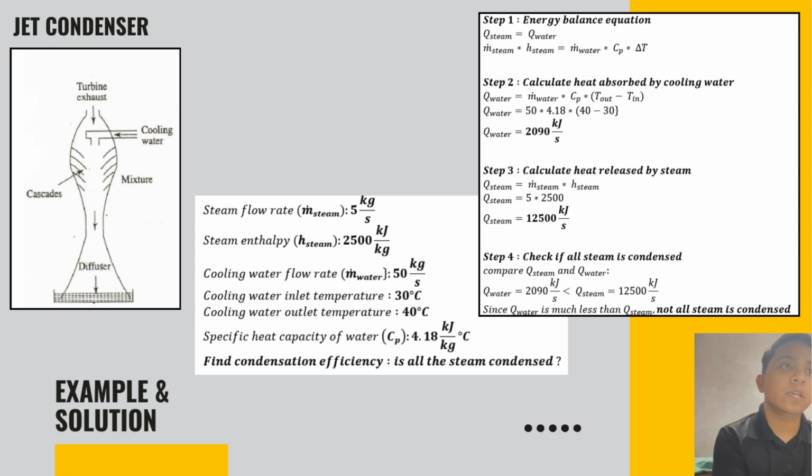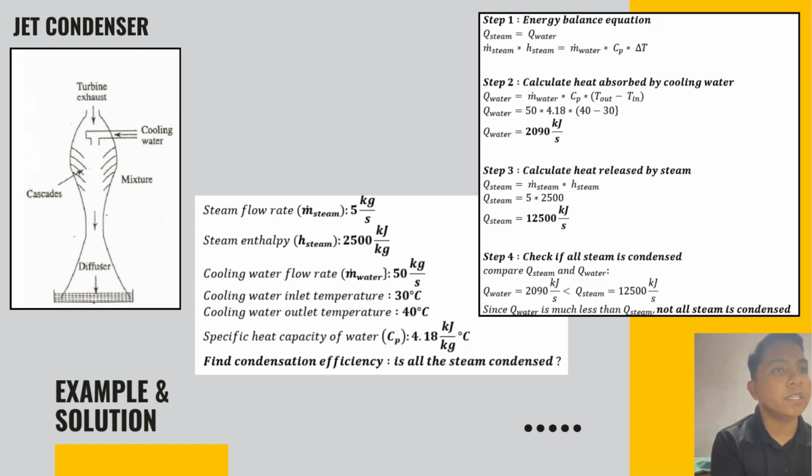In step 2, we need to calculate the heat absorbed by the cooling water. So for the cooling water, Q water equals M dot, the mass flow rate of water, times Cp times the bracket of temperature out minus temperature in. So the final answer for the heat of water, we get 2090 kJ per second.